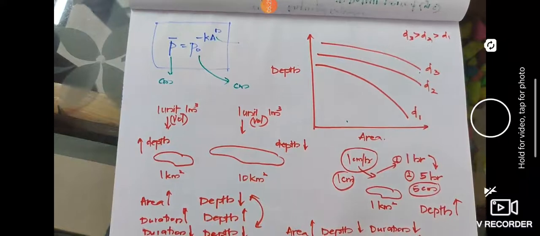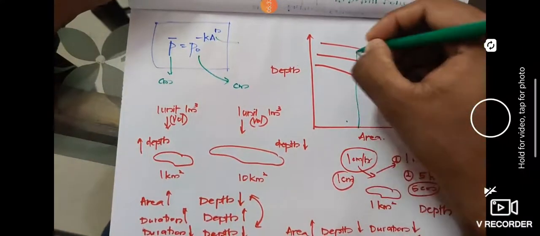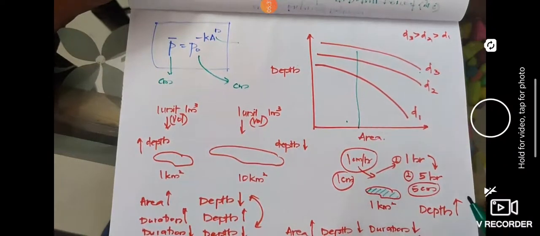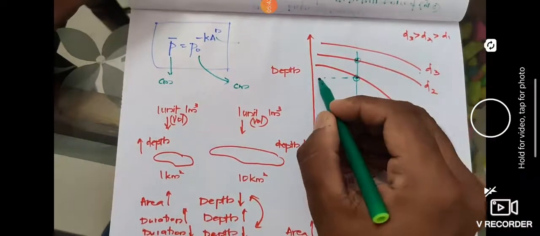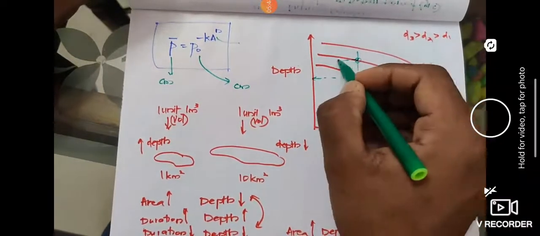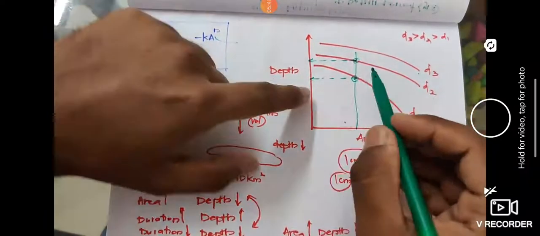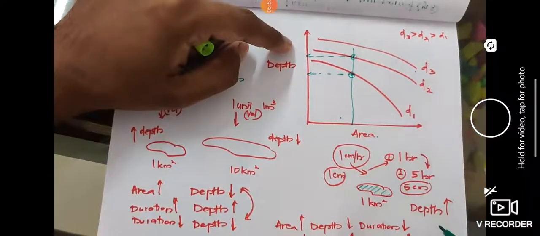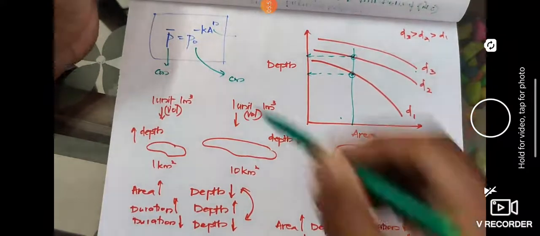Now if you have some doubt, for the same area, which I explained, see here the area was 1 square kilometer. There are two durations. Here one duration, here another duration. This corresponds to a particular depth. This corresponds to a particular depth. So when the duration increases, the depth also increases. So this D2 corresponds to a higher duration, so it means the depth increased. That's what I have explained here. So that can be explained using this equation also.